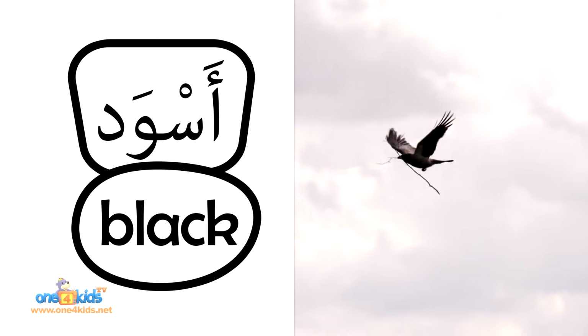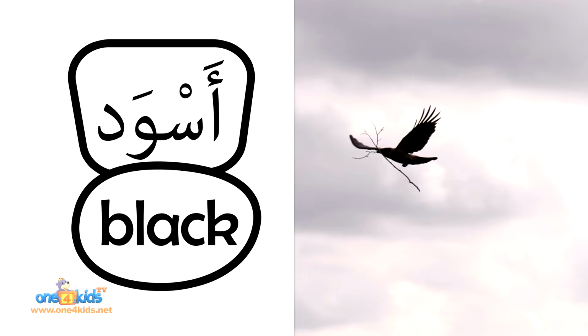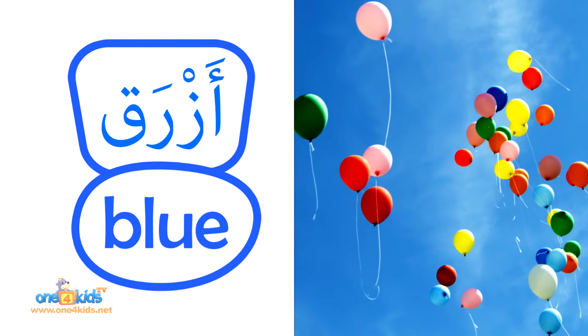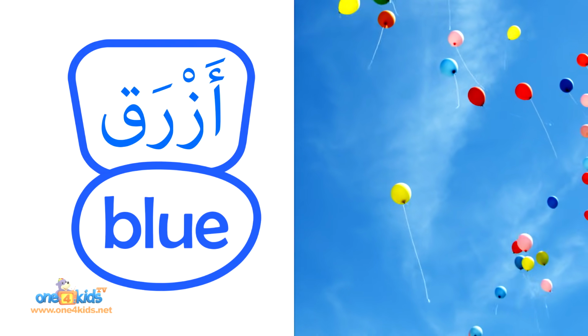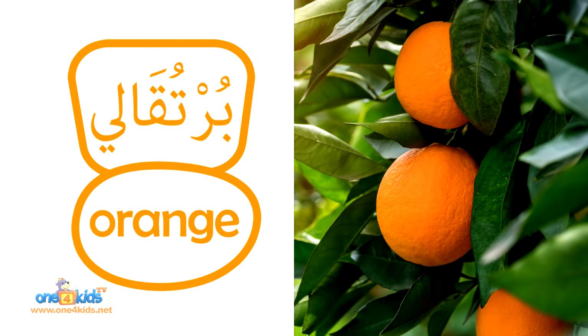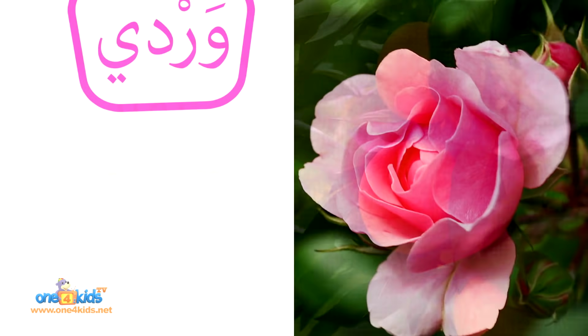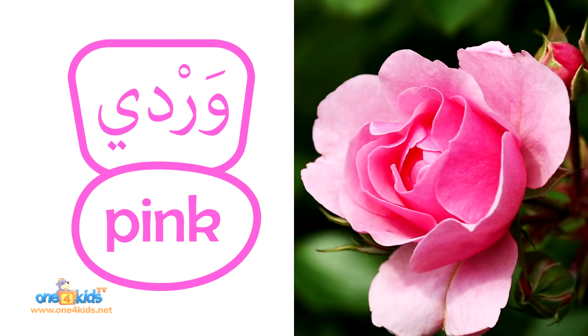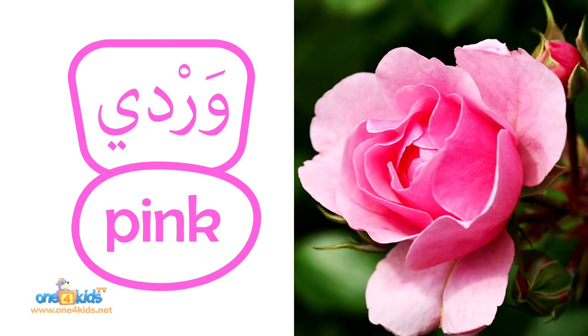Aswad is black like that crow flying high. Azrak is blue like the sky above. Burtukali is orange, well, like an orange. Wardi is pink, like that pretty rose.